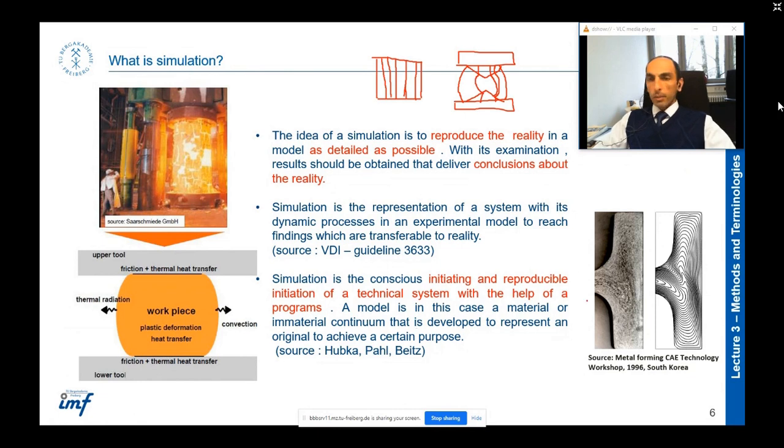So these are metal flow lines, and here the experimental metal flow lines are compared with the predicted ones on the right side. If you look into the figure precisely, you can understand that the simulation is predicting almost the correct flow lines compared to the experiment.